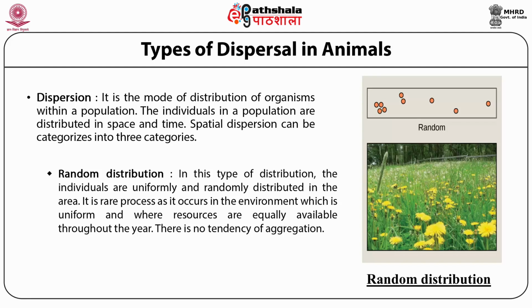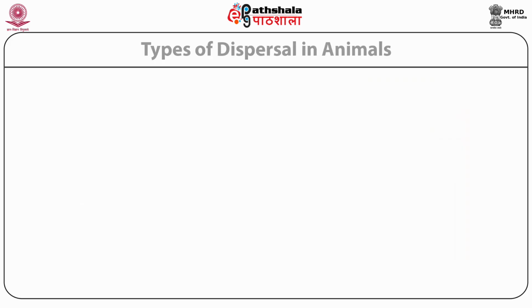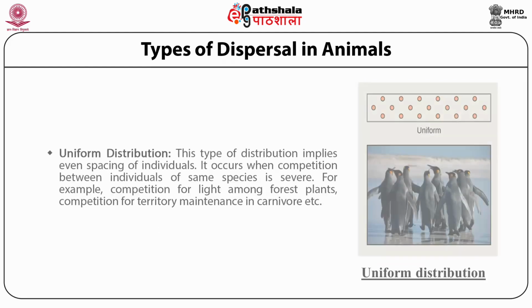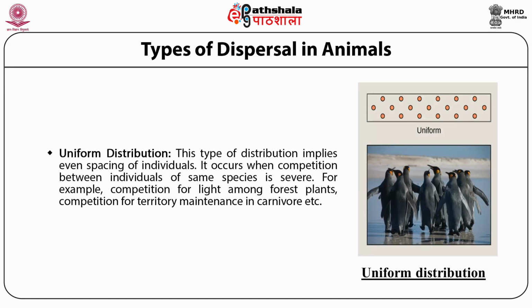Spiders in the forest floor and the clam of the intertidal mudflats of the northeastern coast of North America show a random distribution. Second type is uniform distribution. This type of distribution implies even spacing of individuals. It occurs when competition between individuals of the same species is severe.